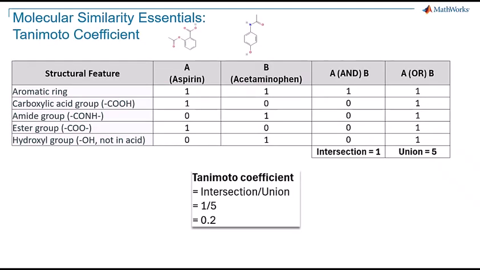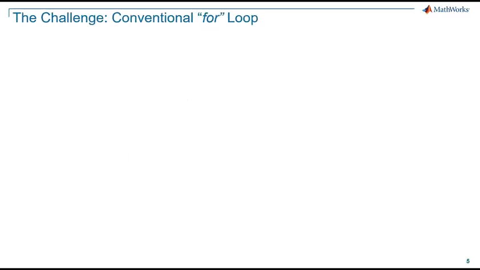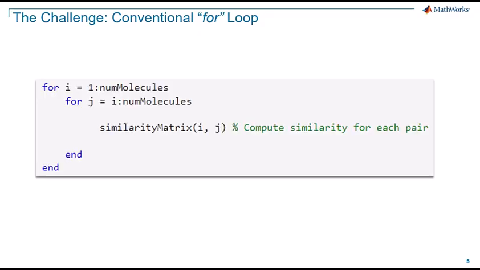In that example, we learned how to use such vectors to quantitatively compare molecules by calculating the Tanimoto coefficient. As you can see in this table, the Tanimoto coefficient is calculated from the intersection and union of the two vectors. Although this is a simple idea to implement, the conventional for loop that we used in the previous example for pairwise similarity calculations raises a challenge.